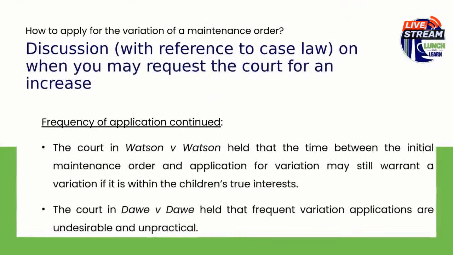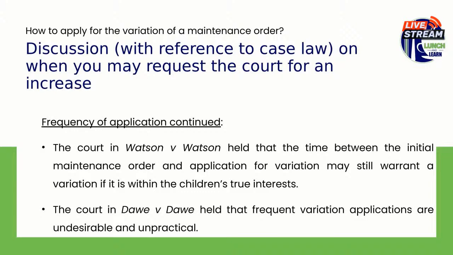The court in Watson versus Watson held that the time between the initial maintenance order and application for variation may still warrant a variation if it is within the children's true interest. What does this mean? Well, as I've said, if you go apply every month, is that really within your child's needs and interests? Or do you just want more money every month? But, for example, if you have applied for the original maintenance order in January, it's been granted, and a few months later in June, you now see that the amount given is not sufficient to meet the needs of your child. That may warrant a variation, provided it is in your child's interest.